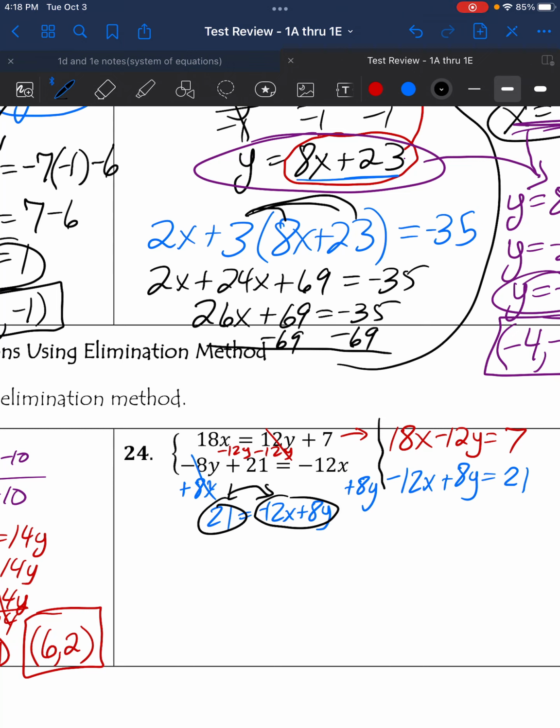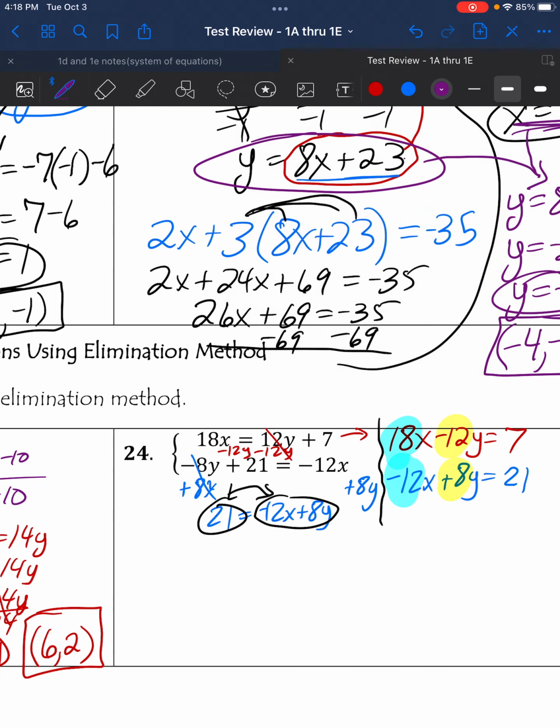I need to separate this out. So there are my two equations. I then have to look, how can I get opposite coefficients on the x's or on the y's? I can't just multiply one of them. Well, I could, but it'd be a fraction. I don't want to deal with fractions.